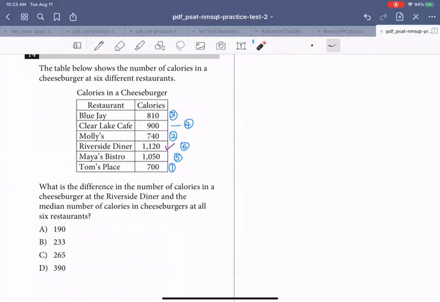Yeah, so you want to do this guy plus this guy divided by 2, right? Yes. So how much do you get? I get 855. So 855 is your median. And then you use 1120 minus 855, right? Yes. Okay, that's very good.